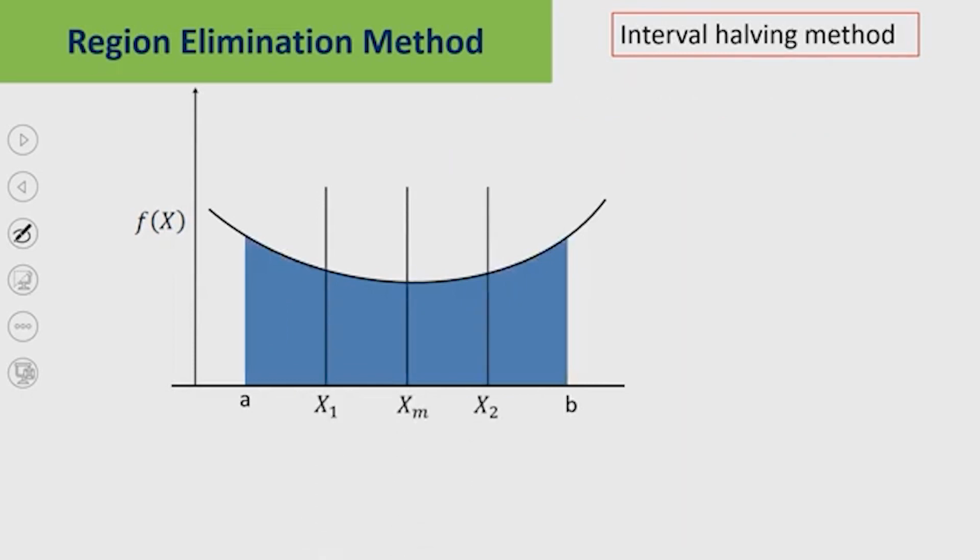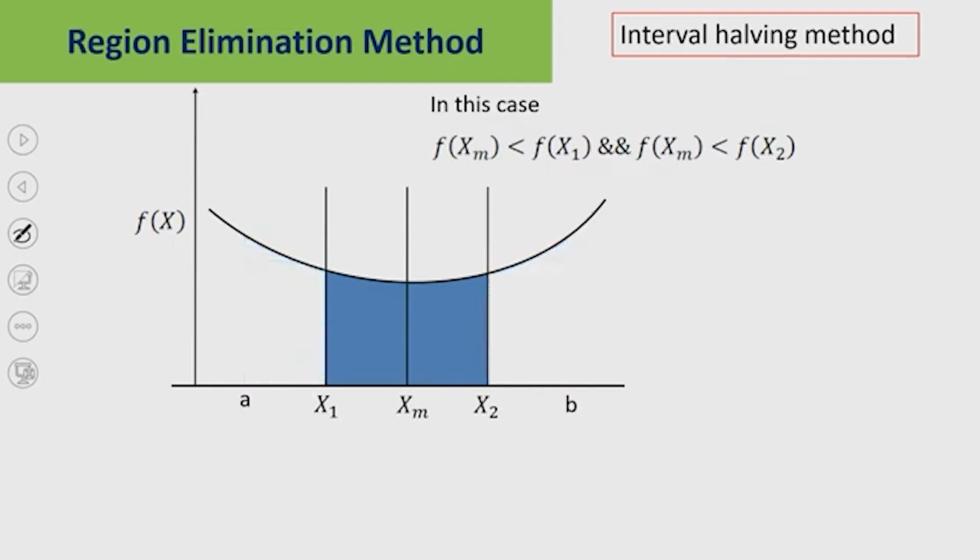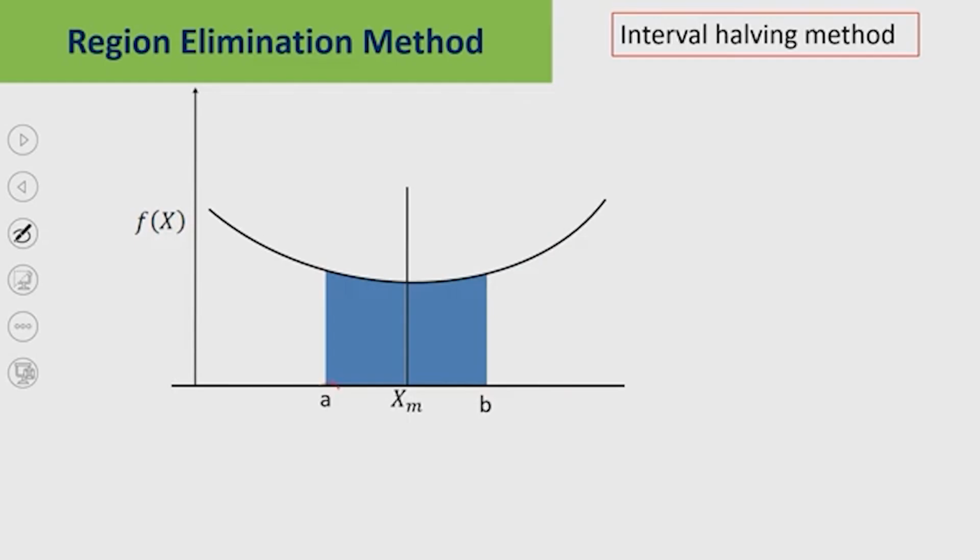So, in the first iteration, I have divided the interval into 4 equal divisions, and now I will check. Suppose in this case this is true: f of x m is less than f of x 1 and f of x m is also less than f of x 2. That means this area will be eliminated. So then what will happen? Now, this is the new A and B.